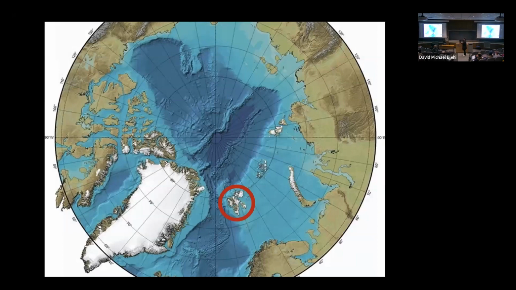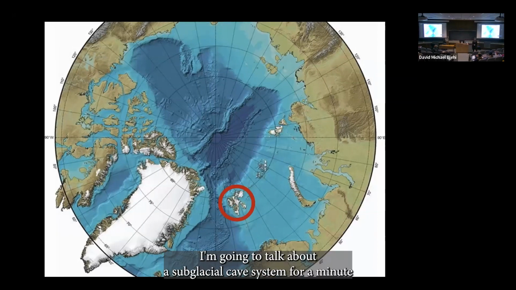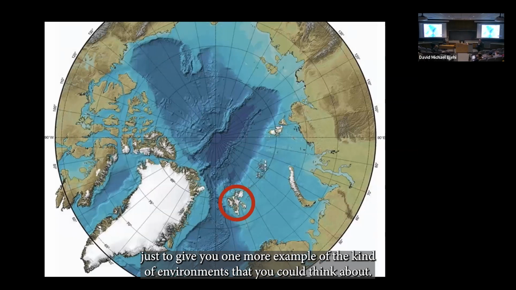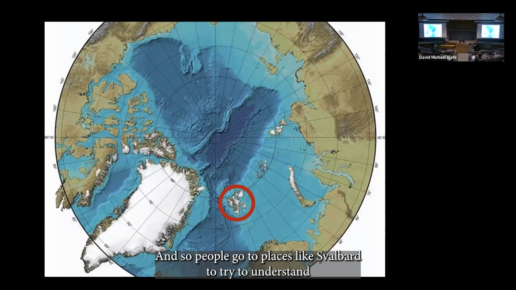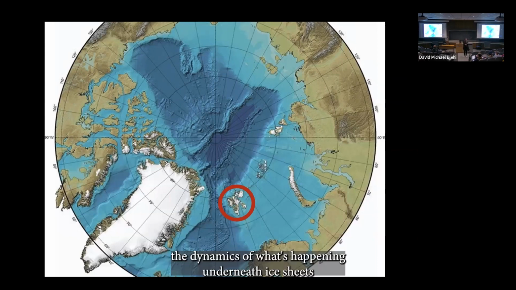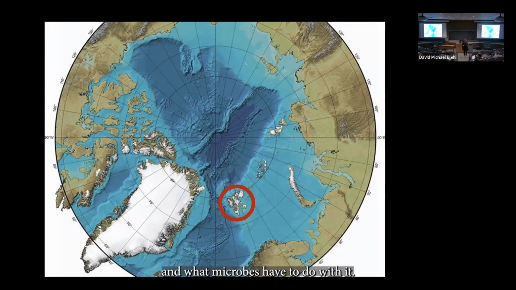Okay, let's see here. I'm going to talk about a subglacial cave system for a minute, just to give you one more example of the kind of environments that you could think about. So think about the polar ice cap on Mars and what might be underneath that. And so people go to places like Svalbard to try to understand the dynamics of what's happening underneath ice sheets and what microbes have to do with it.